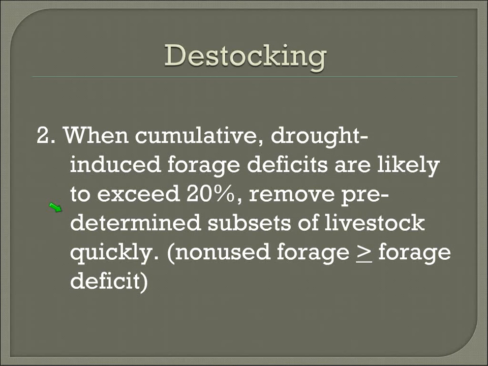And we're not saying that they have to be sold. We're telling you that if you use the CFR index, the advance warning that you'll get with this approach will allow you to sell those cattle, if you decide to do so, at a better market price than you would 2, 3, and 4 weeks down the road. We'd emphasize that the non-used forage that you would have as a result of not carrying that particular subset of livestock forward needs to be equal to or greater than the expected forage deficit.